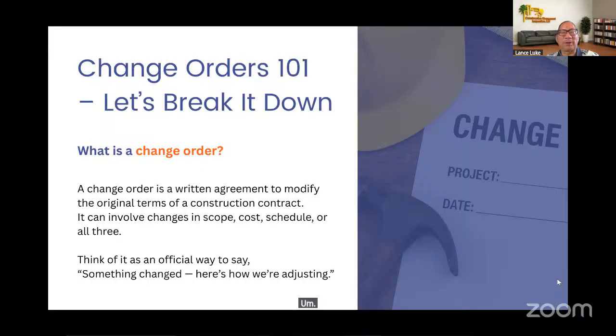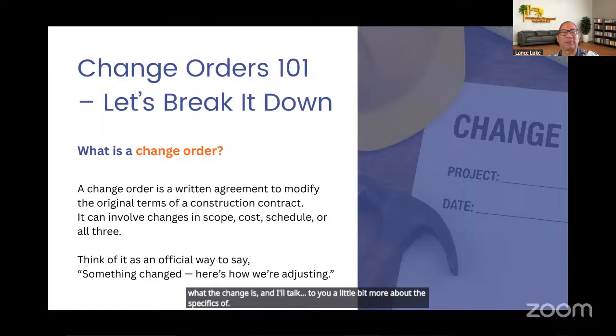A text or email would be okay. But if it's thousands of dollars, I would follow up with some kind of paperwork. And you could even title it change order at the top and then list down what the change is. And I'll talk to you a little bit more about the specifics of what to write down.